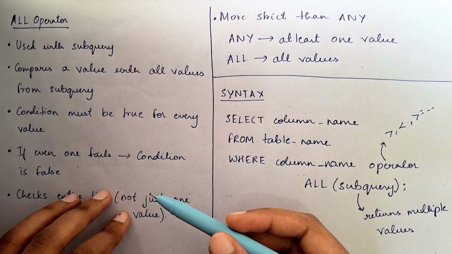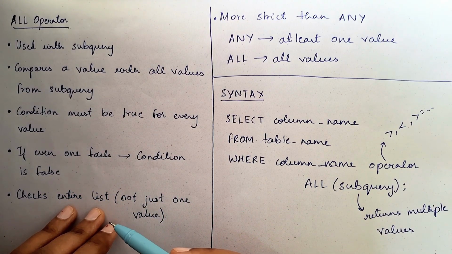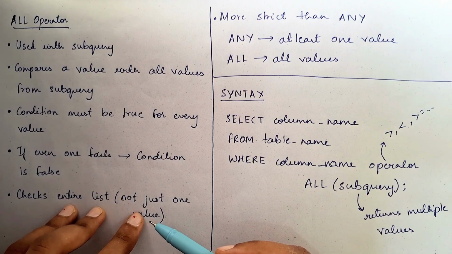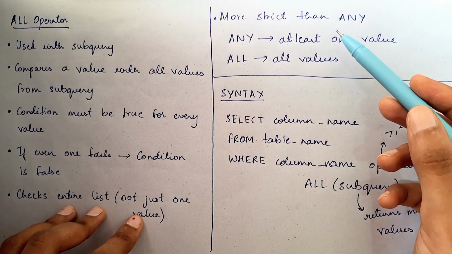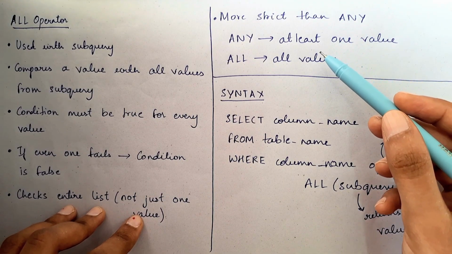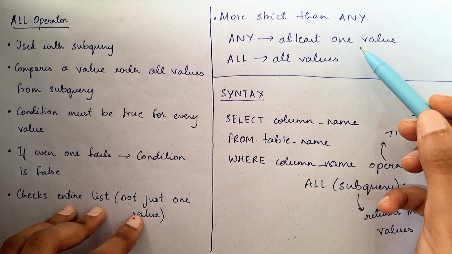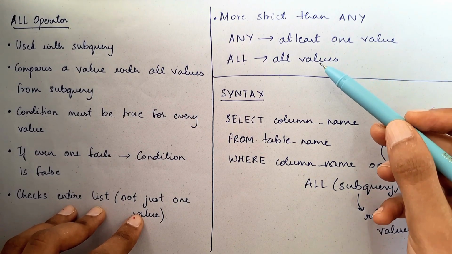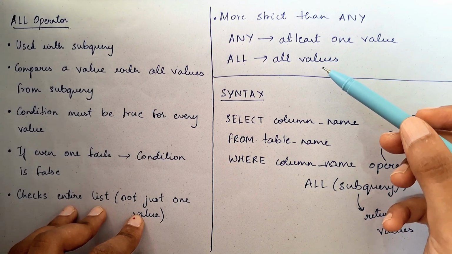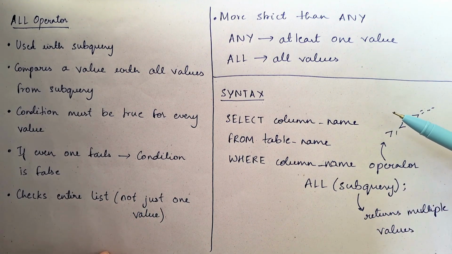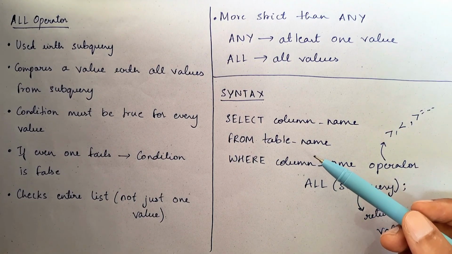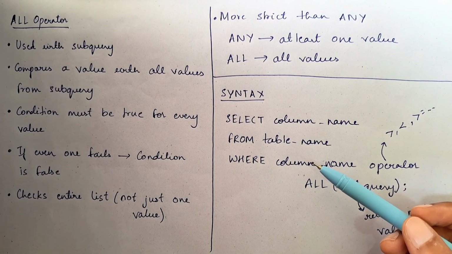So you can think of all like this: it checks the entire list, not just one or some values. This is why all is considered more strict compared to any. Because in any, even if one value satisfies the condition, it becomes true. But in all, every value must satisfy the condition. For example, if we say a salary should be greater than all values, it means it should be greater than the highest value in the list. Guys, don't worry if this feels confusing right now. We will make it clear with an example next.